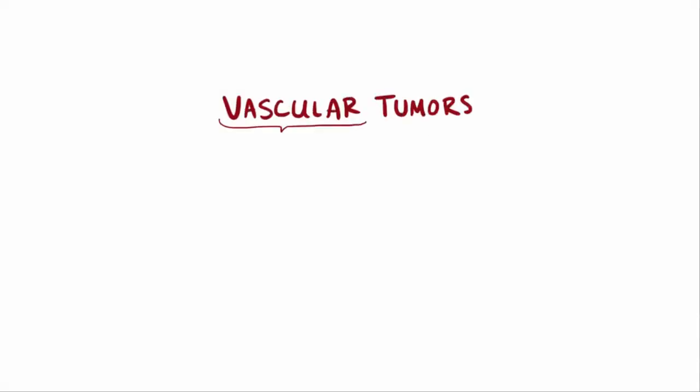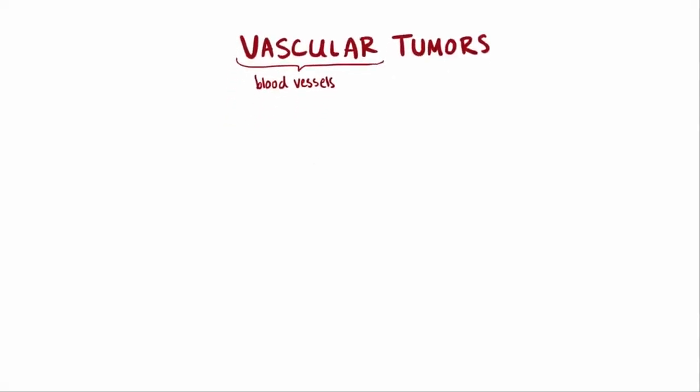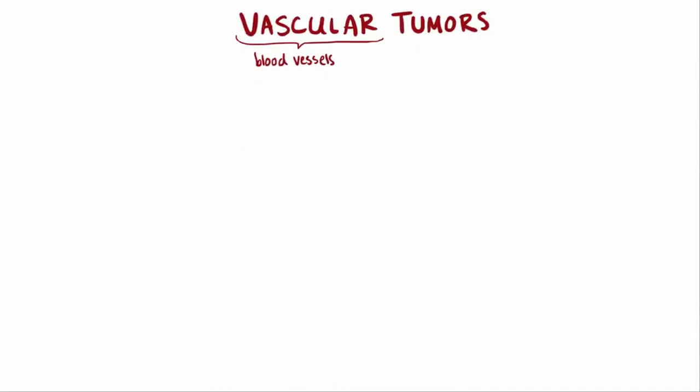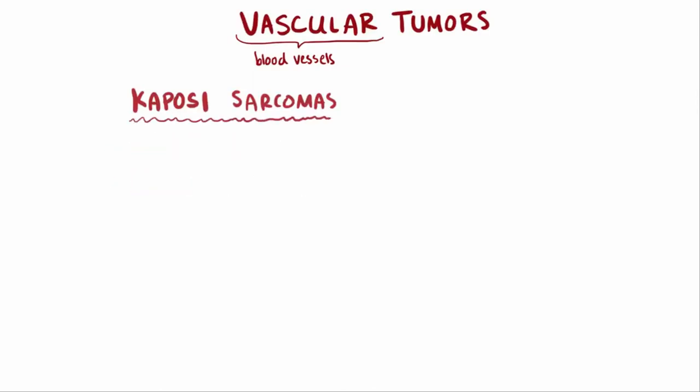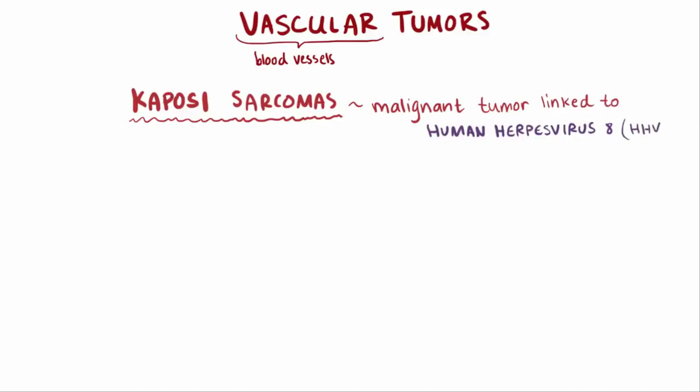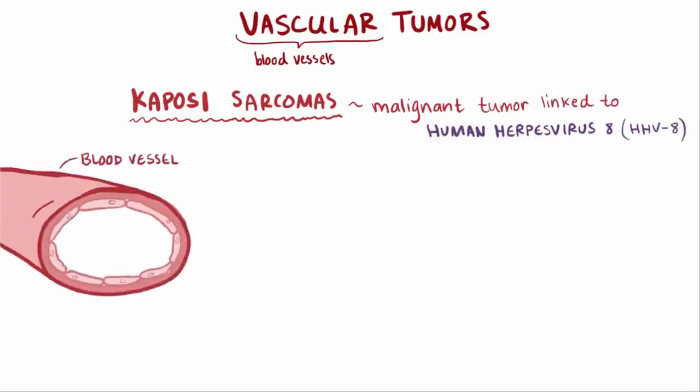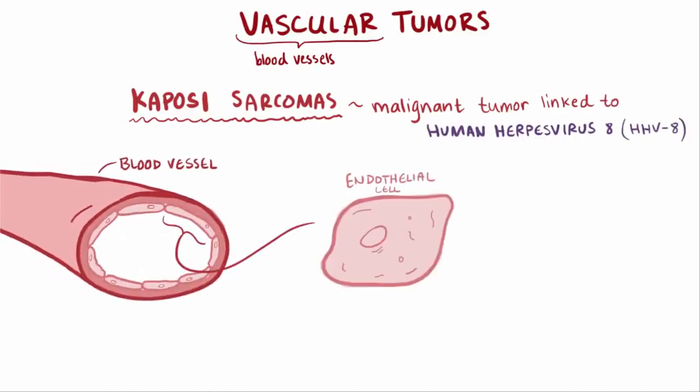Vascular tumors are tumors of the blood vessels, and there are actually a lot of different types, so this is just a quick overview of 3 types of tumors: Kaposi sarcoma, hemangiomas, and angiosarcomas. Kaposi sarcoma is a malignant vascular tumor that's linked with an infection of the human herpes virus 8, otherwise known as HHV8, and it's a cancer of the blood vessel endothelial cells.